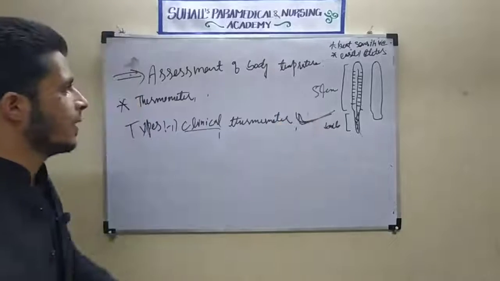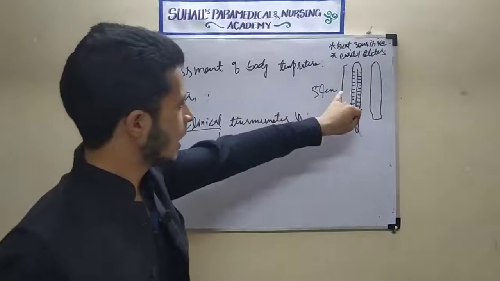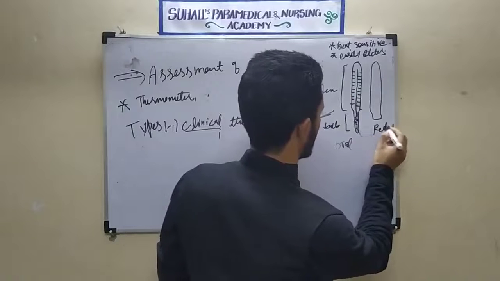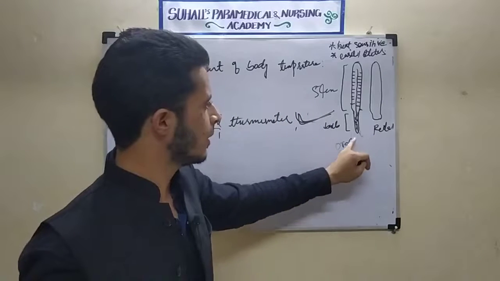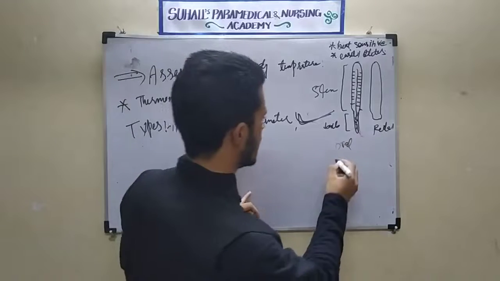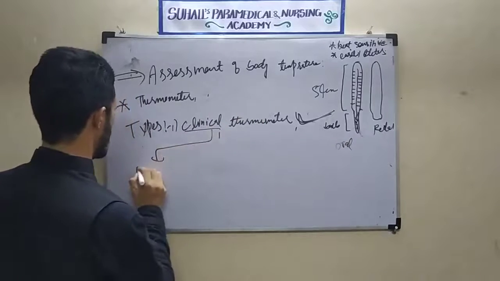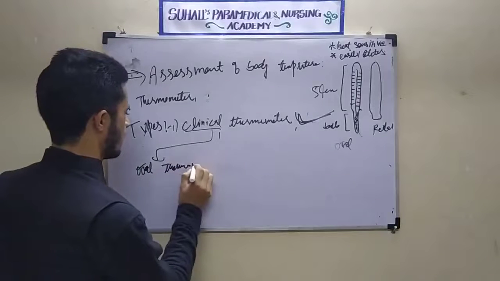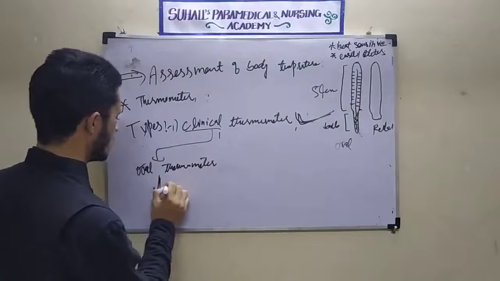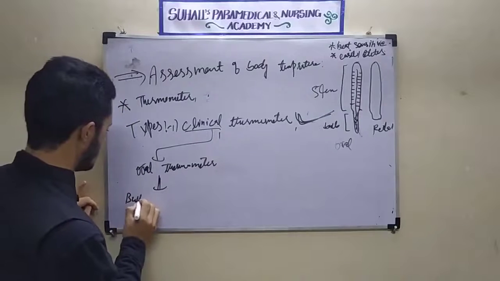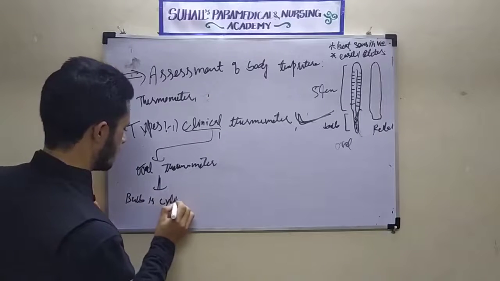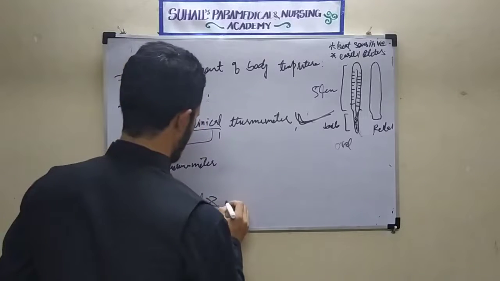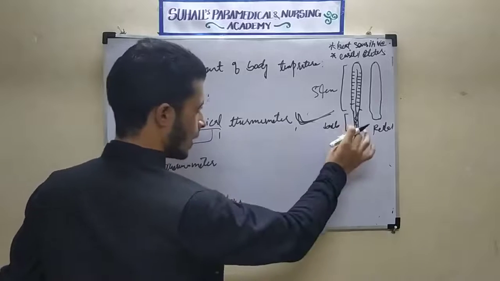I told here that the thermometer has two types. One is the oral thermometer. One is oral. This is rectal. In the case of the oral thermometer, the bulb will be cylindrical. What will be in the oral thermometer? In the oral thermometer, the bulb is cylindrical, and it will be long also, long and cylindrical.